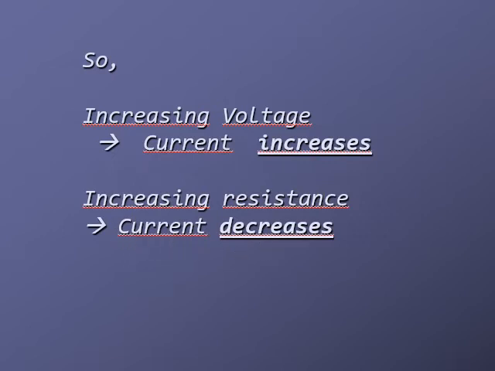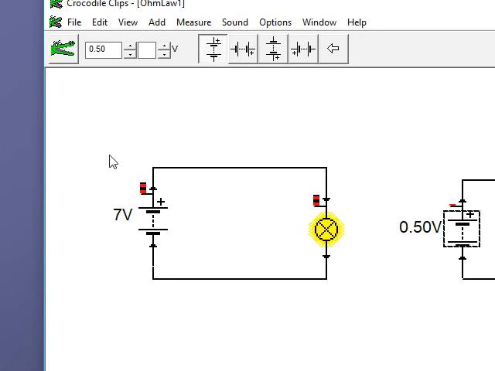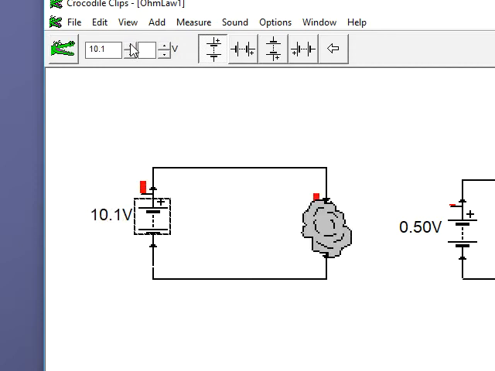It will decrease. Okay, this is very easy to understand. We have this circuit with a lamp and a 7-volt battery, so the lamp is glowing, but if we reduce the voltage, the lamp glows less. Why? Because we have less current. If we increase the voltage, we have more current, and it will even explode.